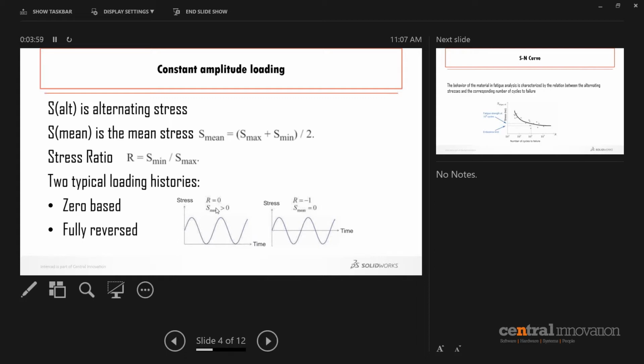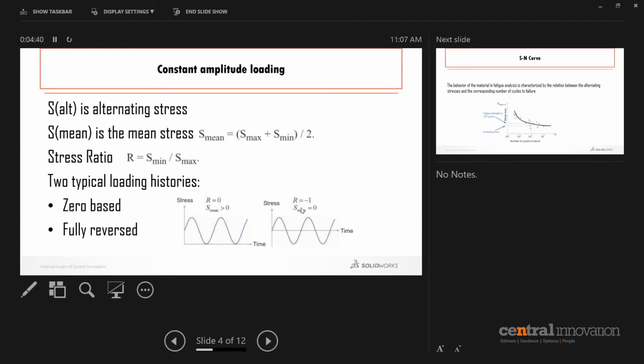What does it mean when I say the loading is zero-based? It means that when I apply a load to a component, I push the component, and then I let go. So the minimum stress is actually zero, as you can see here. And the maximum stress is based on the maximum load that I apply to the component. So the stress is going to fluctuate like this. But as you can see, the maximum stress is always the same. So my load is not fluctuating. The load is the same. That's why it's a constant amplitude loading.